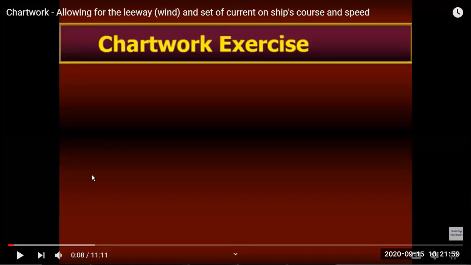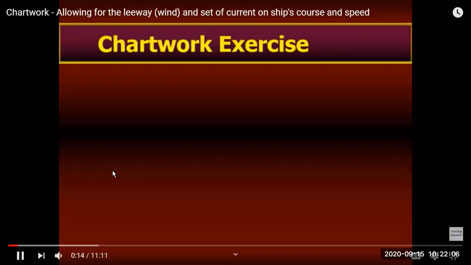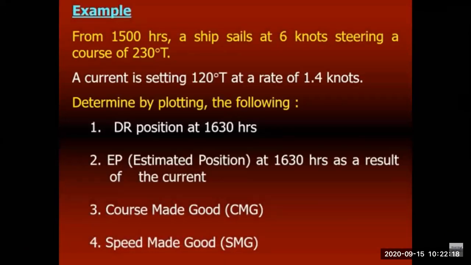So we are starting with the exercise of chart work for allowing and counteracting. Before that, for the allowing and counteracting method, you can check the videos, for which I will give you the link. The first example is from 1500 hours, the ship is sailing at 6 knots, steering a course of 230 degrees true. The current is setting at 120 degrees true at a rate of 1.4 knots. So determine by plotting what we have to determine.